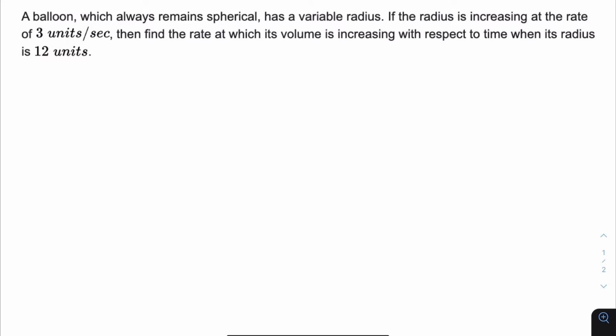So let's look at this problem here. A balloon which always remains spherical has a variable radius. If the radius is increasing at the rate of 3 units per second, then find the rate at which its volume is increasing with respect to time when its radius is 12 units.